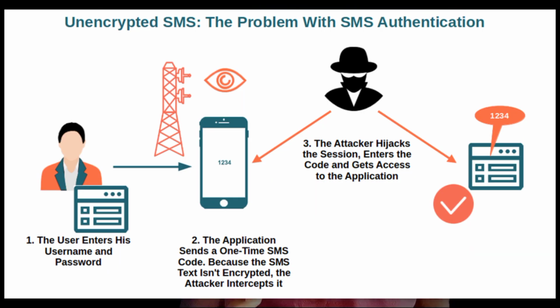Number six, SMS interception. SMS-based two-factor authentication is vulnerable to interception. Hackers exploit weaknesses in the SS7 protocol used by telecom operators to intercept messages. How are you going to protect yourself against SMS interception? Consider using an app-based authenticator instead of SMS for added security.